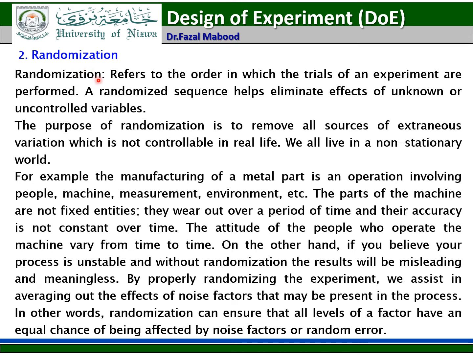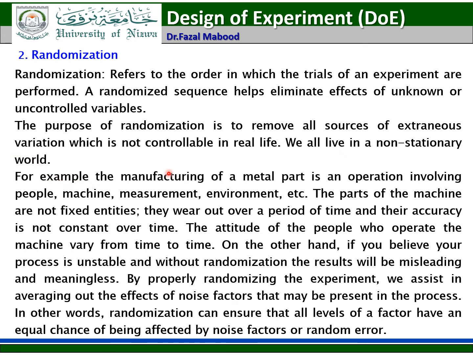Randomization. Randomization refers to the order in which the trials of an experiment are performed. A randomized sequence helps to eliminate the effect of unknown or uncontrolled variables. So with the help of randomization, we can eliminate the effect of unknown or uncontrolled variables. The purpose of randomization is to remove all sources of variation which are not controllable in real life. We all live in a non-stationary world.